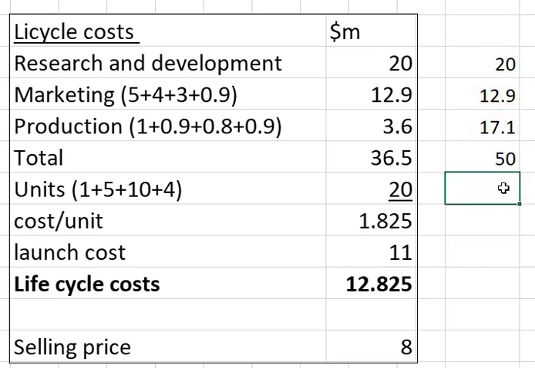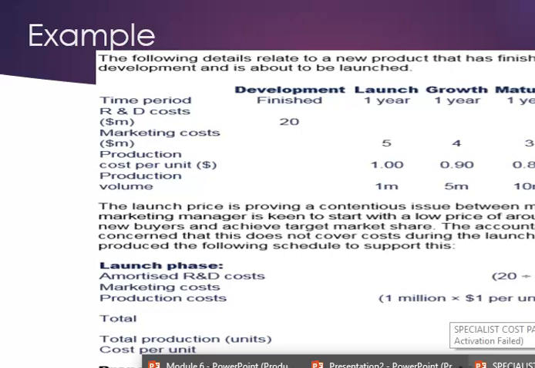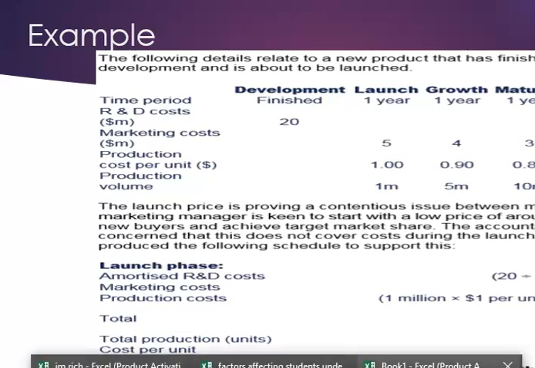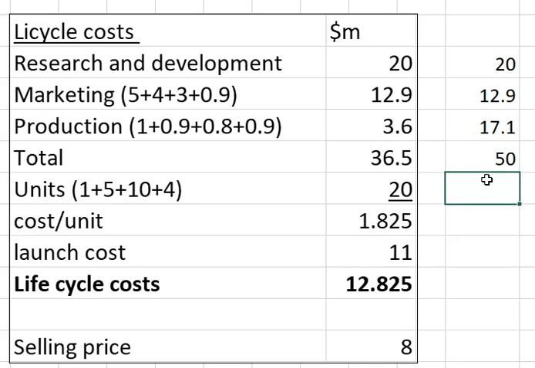Yeah, you have 50. Then total units, remember the units we have 1, 5, 10 plus 4. Back to the question. The units, we're adding this 1 plus 5, 6 plus 10, 16 plus 4, 20. So you divide by 20. So your target cost per unit will be 50 divided by 20. So we have 2.5.